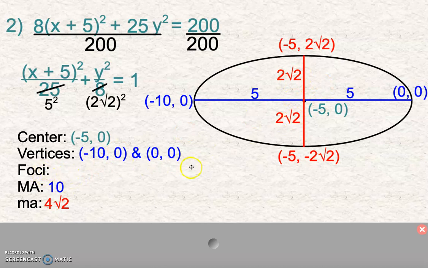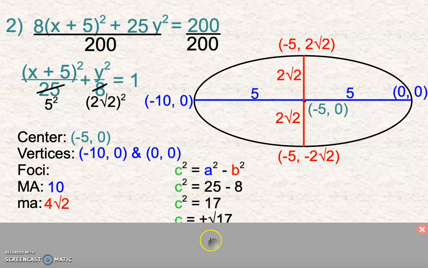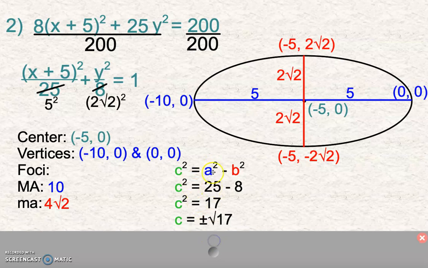And to find the foci, I'm going to use this nifty little equation. c squared equals a squared minus b squared. And I got c is plus or minus radical 17. And let's not forget, c is along the major axis. And so that's going to affect my x's.